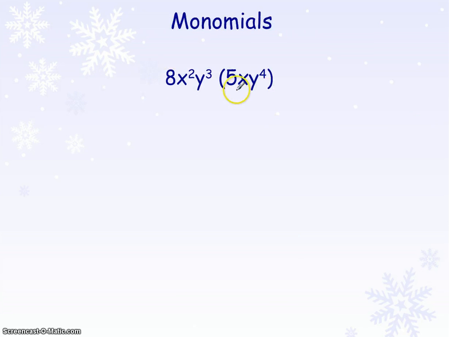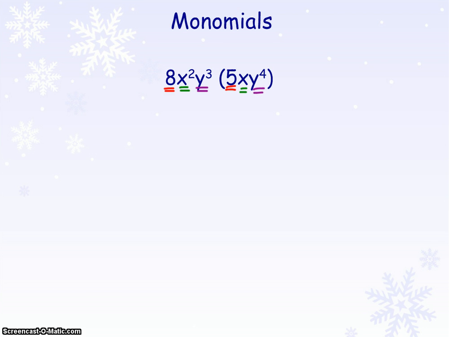So let's look at this one here. Really, this is all one multiplication problem. What you need to focus on are the different parts. You have your main numbers 8 and 5. You have your x's, and you have your y's.